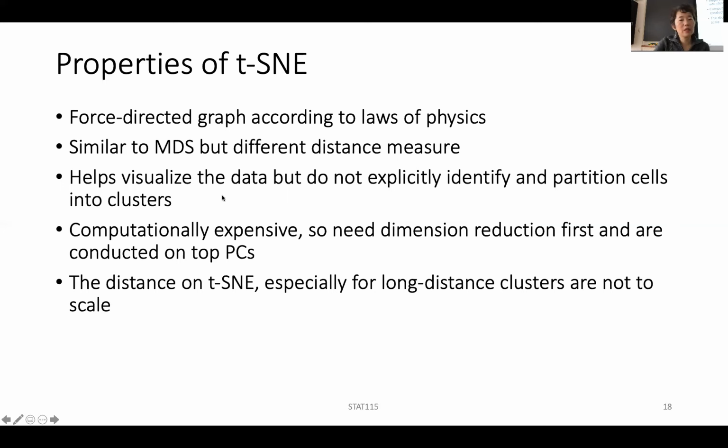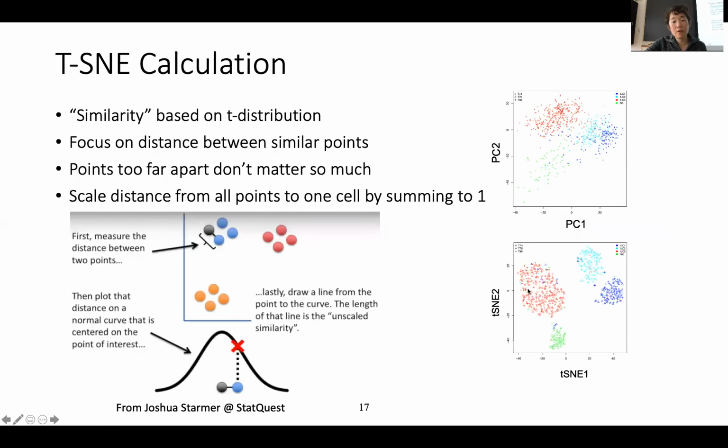It can help you to visualize the data, but it does not explicitly identify or partition the cells into clusters. You actually don't need to know the cluster information. Every cell, based on the distance, will automatically fall in. In this case, it happened to fall into different clusters. The algorithm itself does not know that this belongs to one cluster and this belongs to another cluster. The color is labeled by the clustering algorithm that you ran before already. You're only using t-SNE to visualize this, okay? So we are not using t-SNE to do clustering.